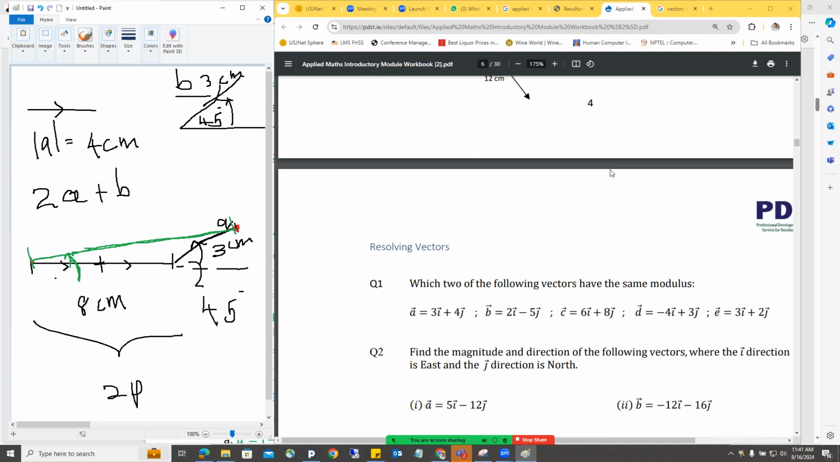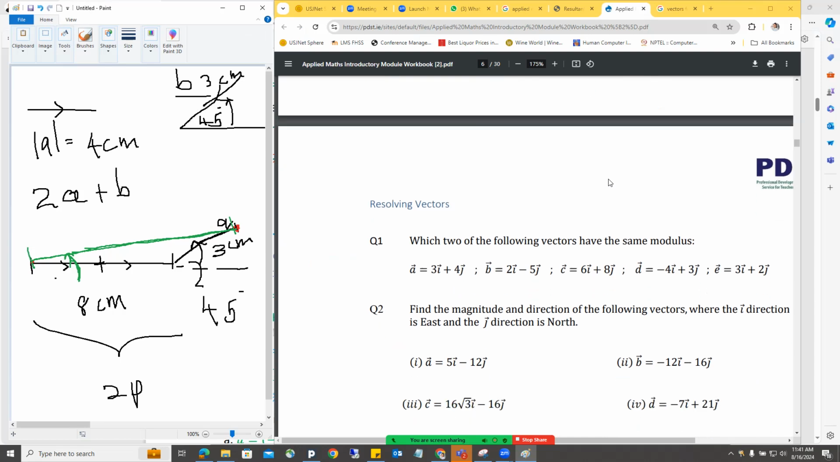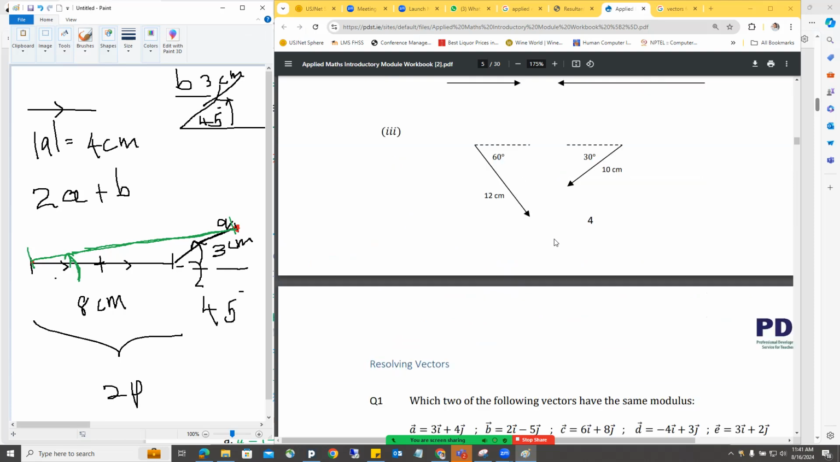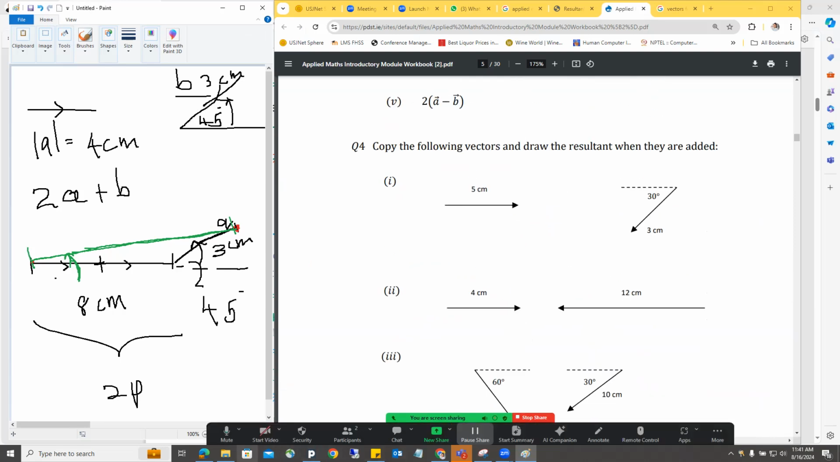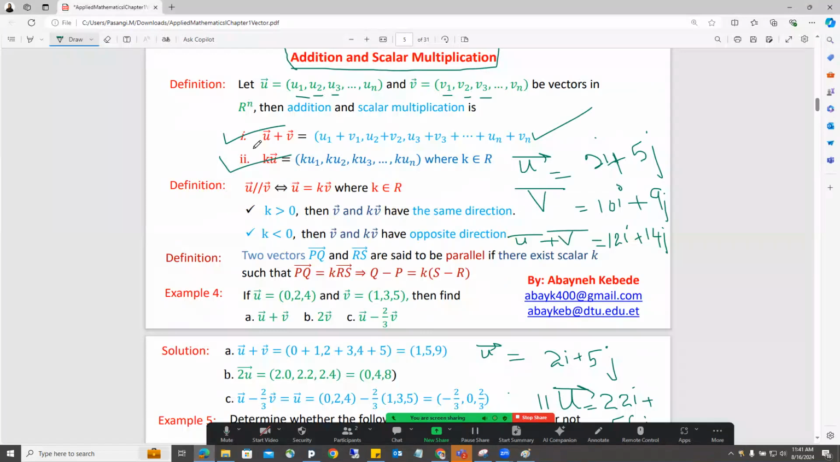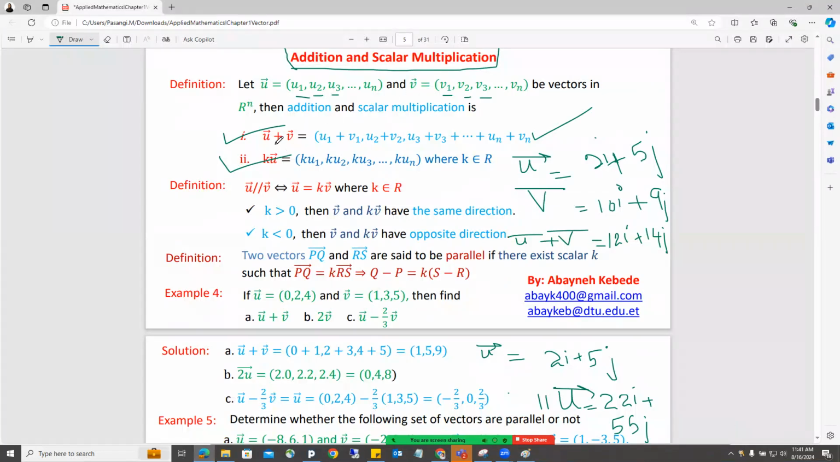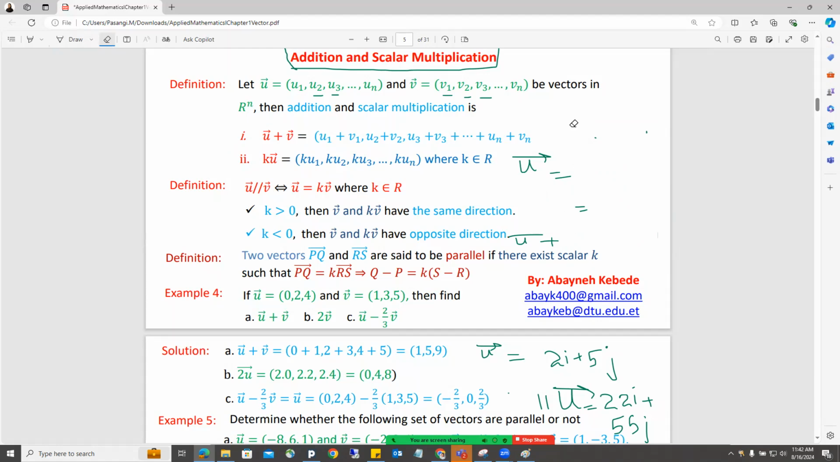Third, fourth. Okay. Now, before going to these ones, we'll move to the theories. Okay. Now, we have already done up until the addition and the scalar multiplications. So, we did addition and the scalar multiplications. Now, what we are going to do, we are going to talk about the parallel lines.